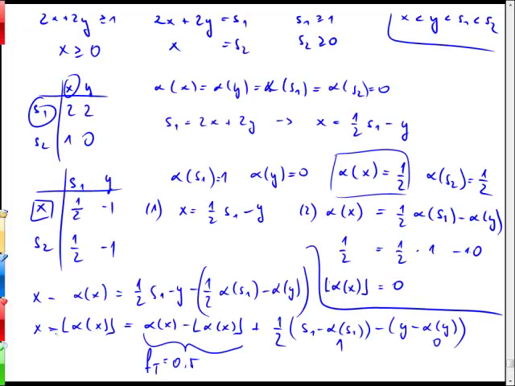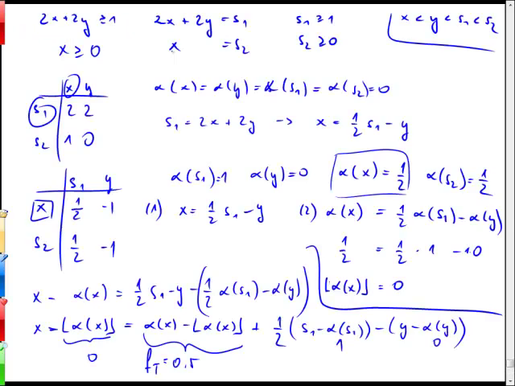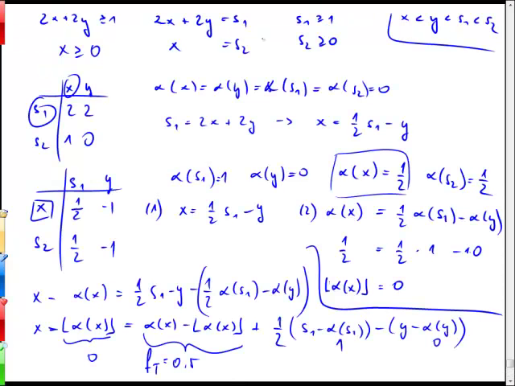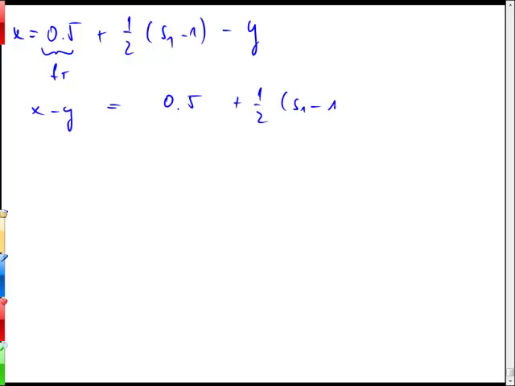I just write down this x minus alpha of x was 1/2, and this is 0. So on the left-hand side I have 0. On the right-hand side I have 0.5 plus 1/2 S1 minus 1, minus epsilon y. Okay, now I bring this to this side, x minus y, because it is an original variable. I forget it on the right-hand side. 0.5 plus 1/2 S1 minus 1.